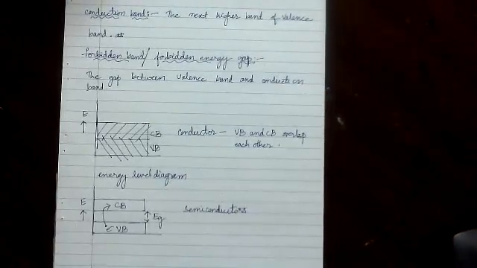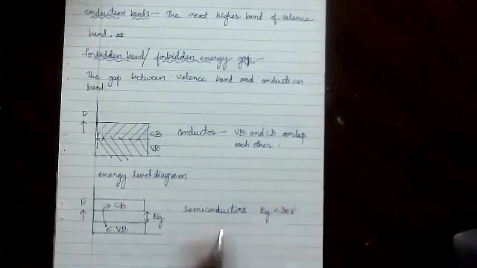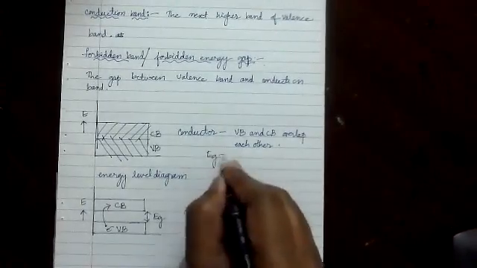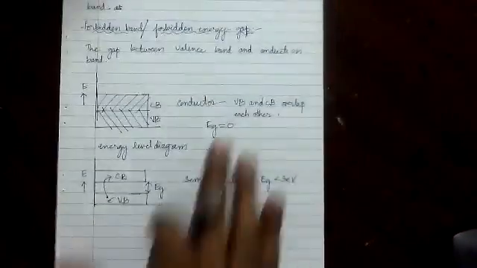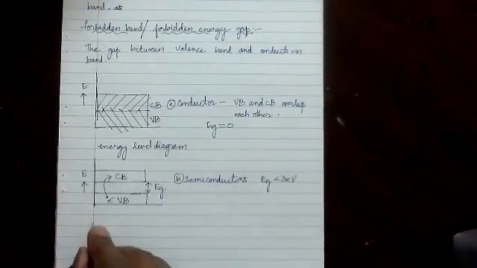Now the gap is said to be the energy gap. So what will happen for semiconductors? The energy gap is less than 3 electron volts. Here, what is the energy gap? The energy gap is equal to 0. No energy gap. Is that clear? This happens in the conductors, this happens in the insulators and semiconductors. Next one is what?